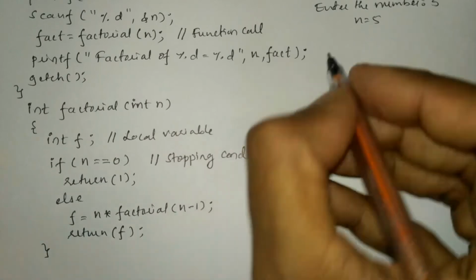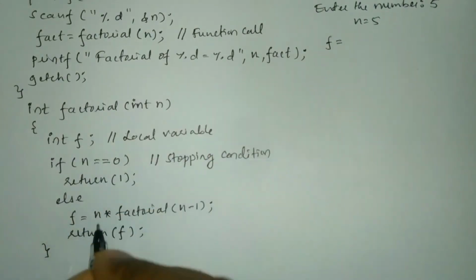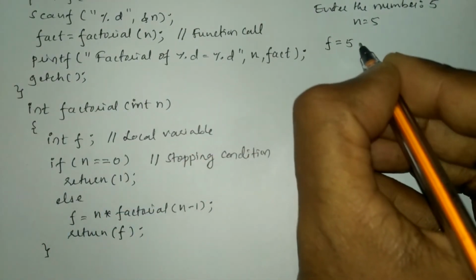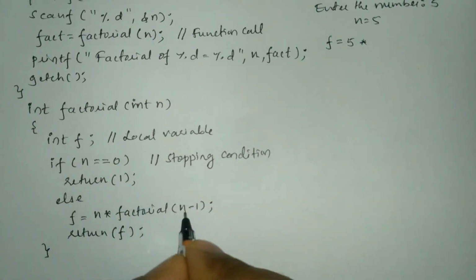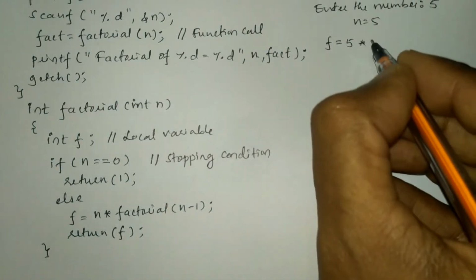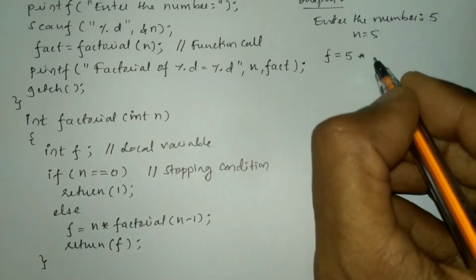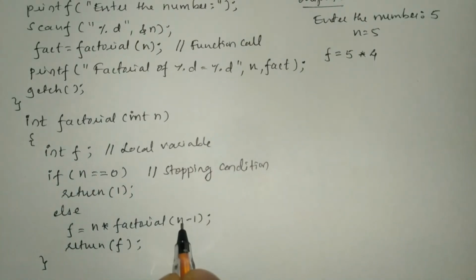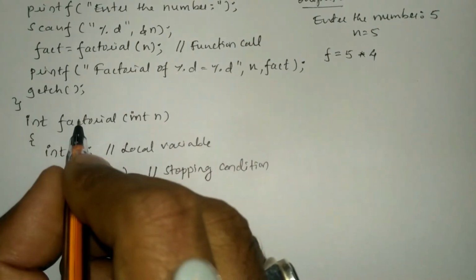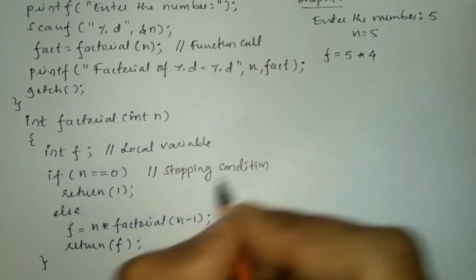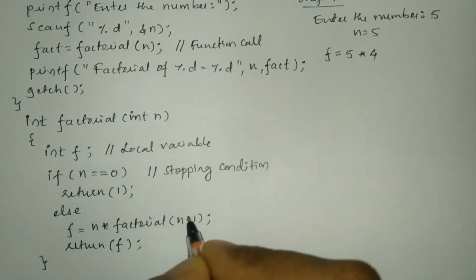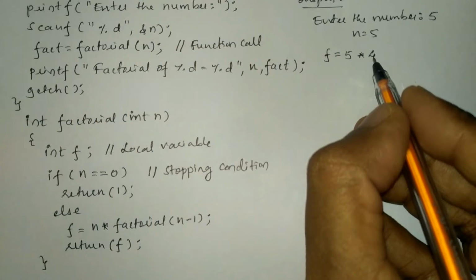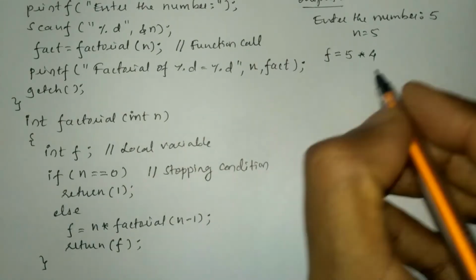So here f is equal to, what is the value of n? n is 5 into factorial of n minus 1. n minus 1 means what? 5 minus 1, that is 4, correct? So again control transfers to factorial because we have the function call. Again control transfers to the call, and now it is going to decrement the value of n by 1. So earlier it was 4, now it will become 4 minus 1 is 3.